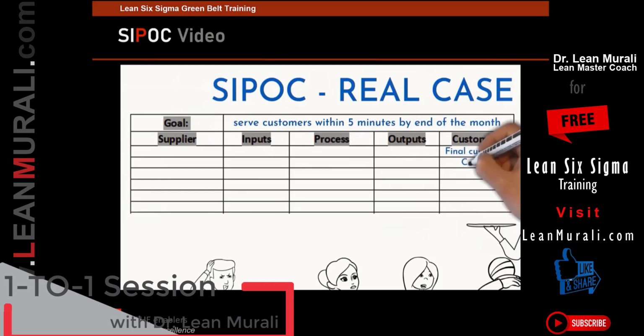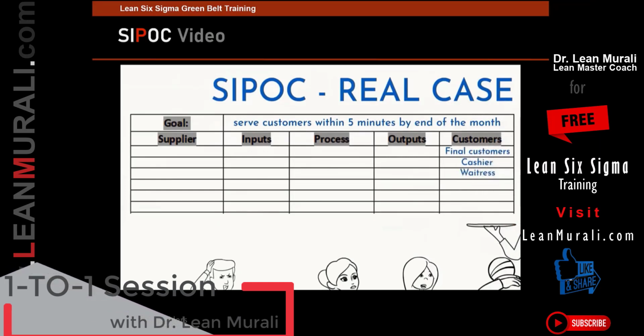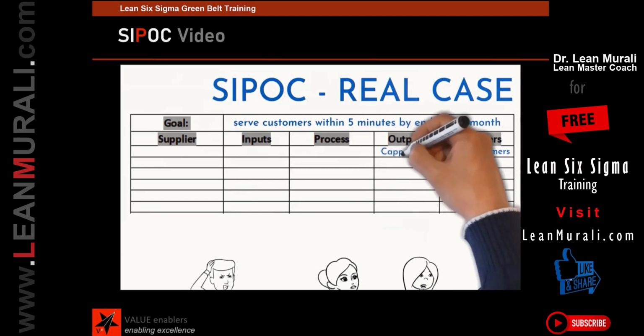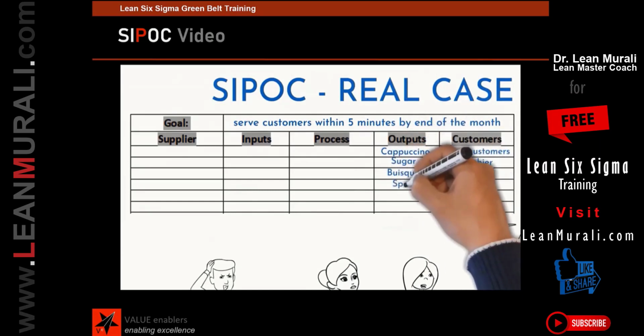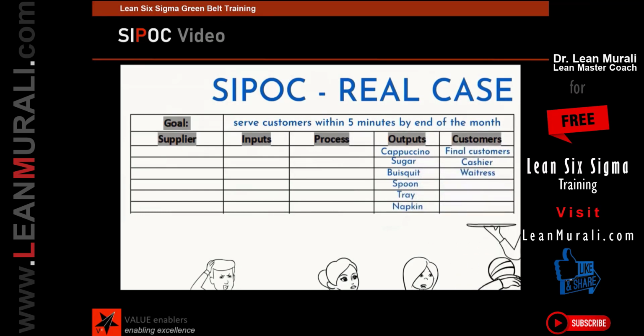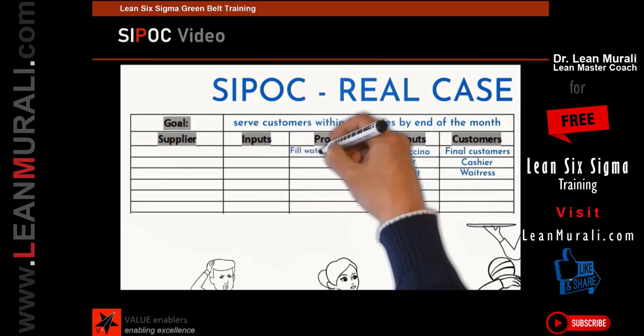Customers can be the final customer, cashier, and waitress. The waitress is a customer because she takes coffee to the final customer. The cashier is listed here because he needs to know that the order is finished. Outputs customers are expecting: cappuccino, sugar, biscuit, spoon, tray, napkin. Cappuccino, sugar, and biscuit are served by the coffee machine operation. The rest is done by the waitress.